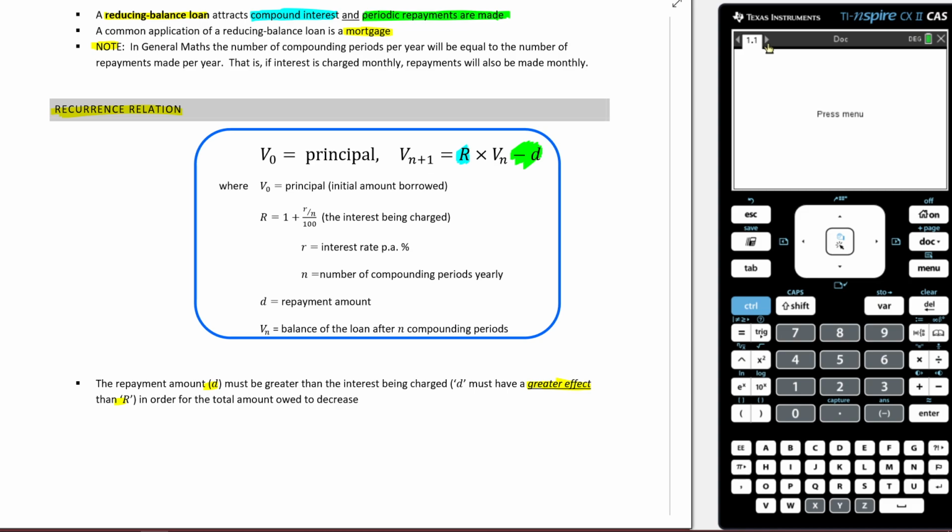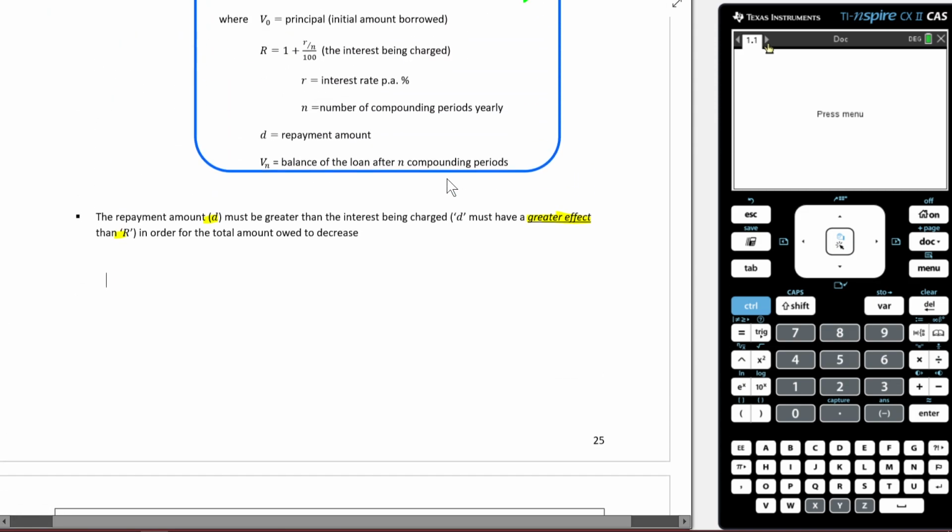So this is really important here. If you were to go to the bank and take out a loan, you have to make sure that your repayments are making the entire thing go down. So in other words, the effect of D has to be greater than the effect of R here. Otherwise, it's just going to keep growing. You're going to be paying things off, but it's never going to go down. So that's just something to keep in mind as we're going through it. All right, I think it's time to jump through some examples now.